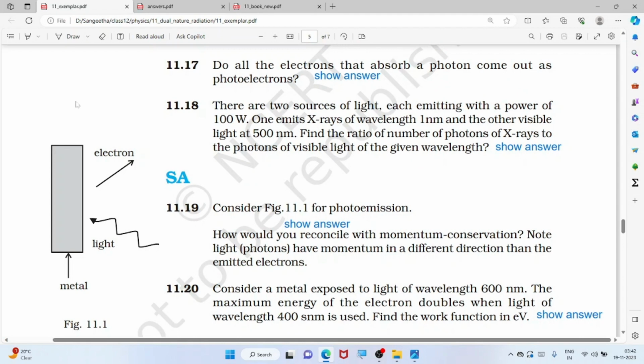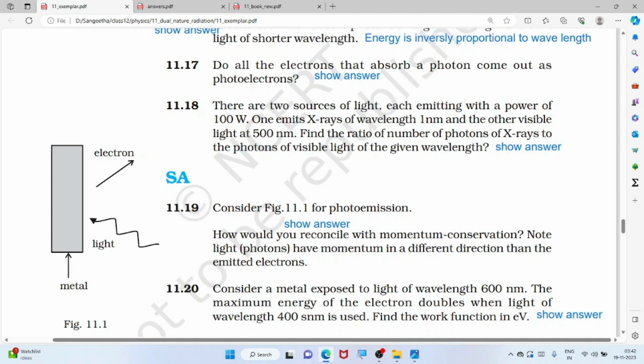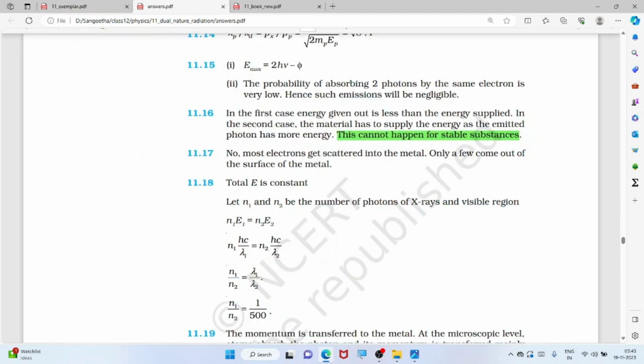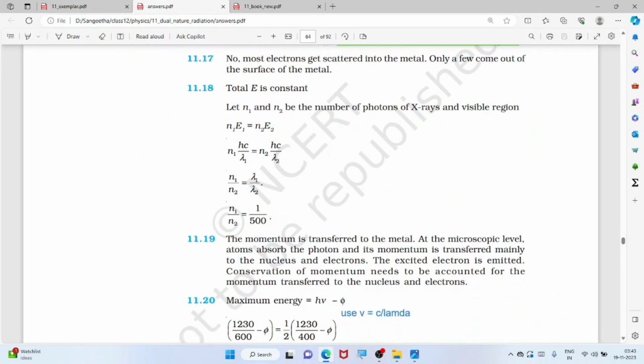There are two sources of light, each emitting with a power of 100 watts. One emits X-rays of wavelength 1 nanometer and the other emits visible light of this many nanometers. Find the ratio of the number of photons. This is the ratio of the number of photons emitted by the X-rays and the visible light.